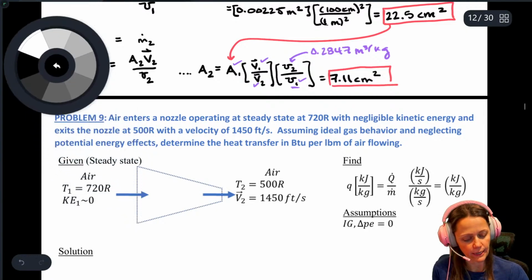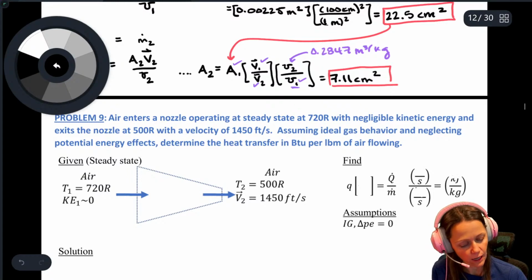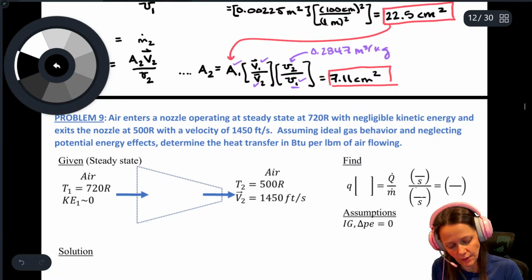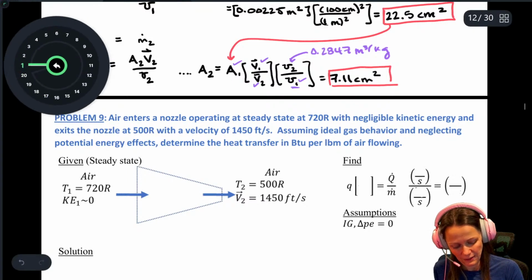Next, I realized this morning that I had started writing kilojoules per kilogram, and it won't be the last time I do such a thing. Hopefully it won't be a lot. All right, so I'm going to erase this stuff because we're not in SI units, we are in English units. So go ahead and fix this.